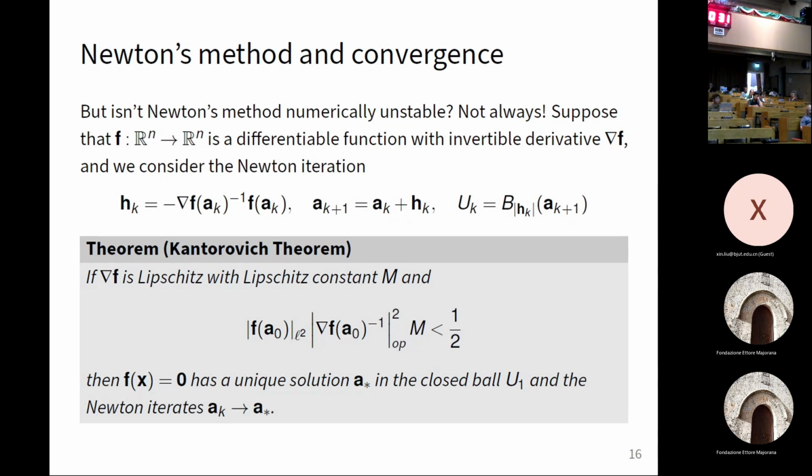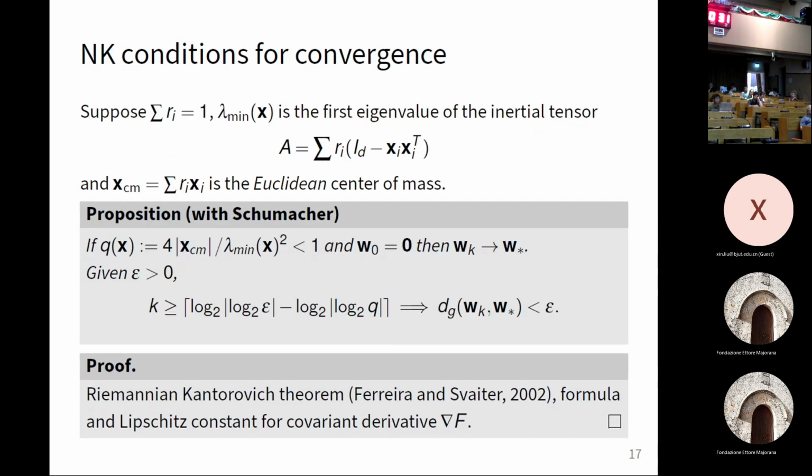So we're going to prove that our Newton iteration will work using the Riemannian Kantorovich theorem. And here's what you get. This mysterious quantity, right, is just the inertial tensor. So you take your initial point cloud, you take its inertial tensor, you take this matrix A, and you take the first eigenvalue of the inertial tensor, the smallest one. So what that's saying is, don't have all your points concentrated too close to a line, because that would have a zero moment of inertia, and that would be bad, right? Don't have them contained in a subspace.